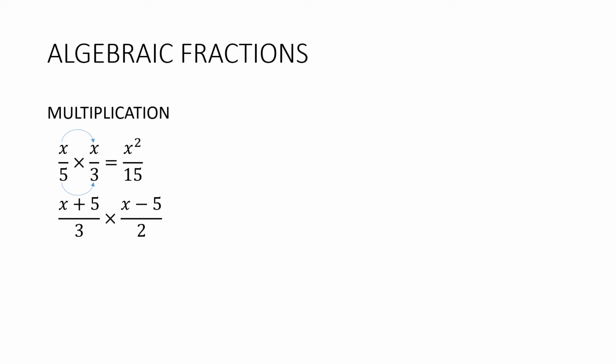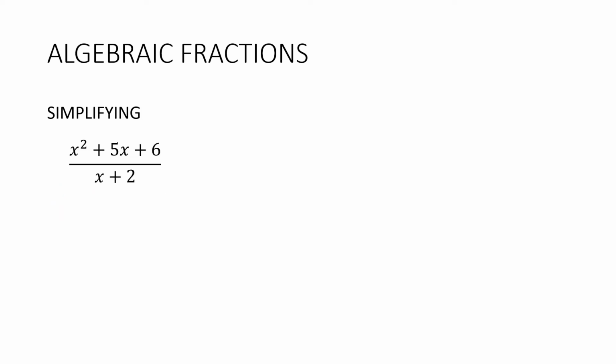If we have binomial numerators or denominators, we need to be mindful of invisible brackets. You see, we don't have to write those because of these long divided by signs. But when we multiply, we've got to put them back in. So our answer is x plus 5 in brackets multiplied by x minus 5 in brackets all over 6.